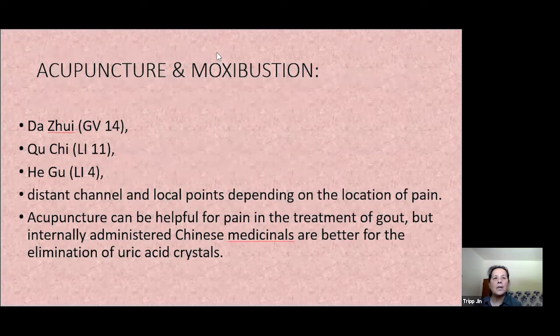And acupuncture we say is pretty helpful for this condition, for the attacking stage. So DU14 clears heat, LI11 clears heat, LI4 stops pain and moves heat. Certainly you can add more local points by different parts of the body.